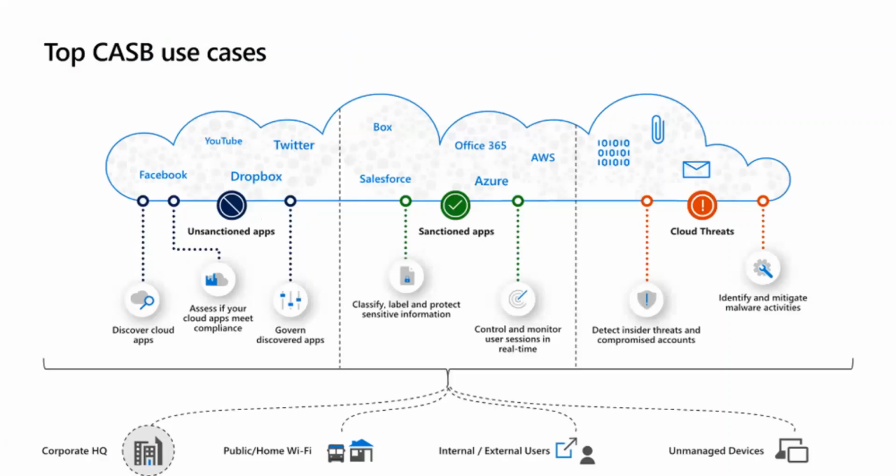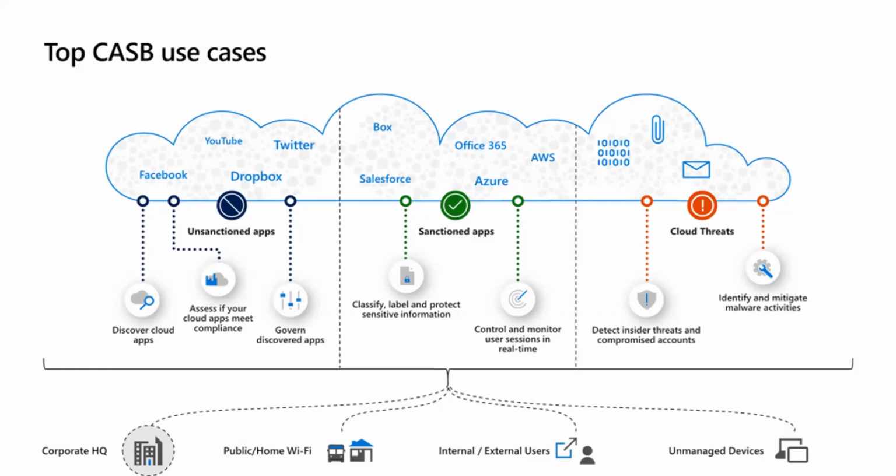So the top cases for CASB uses are the corporate headquarters, public home Wi-Fi, internal and external users, and unmanaged devices. We're trying to lump all of these endpoints into identifying the types of access that they have and the types of sessions they're creating to different services.